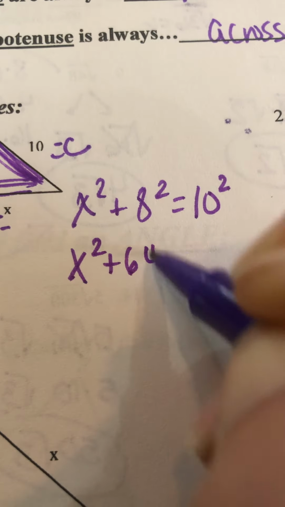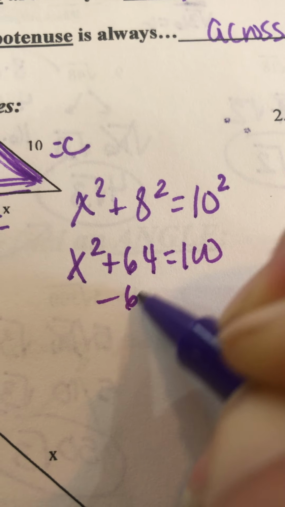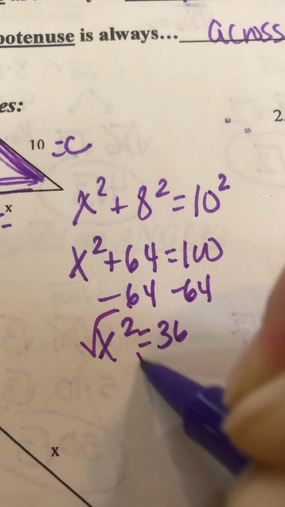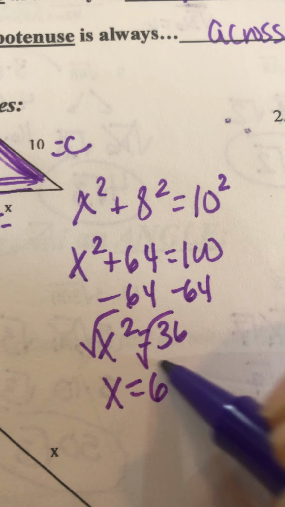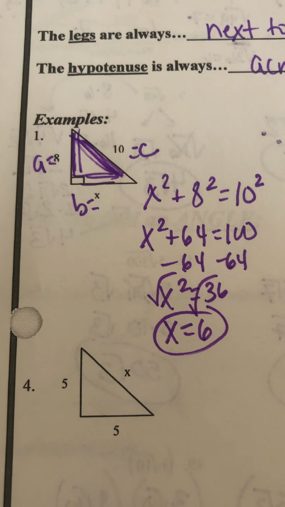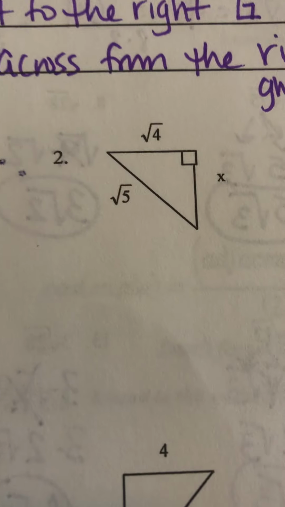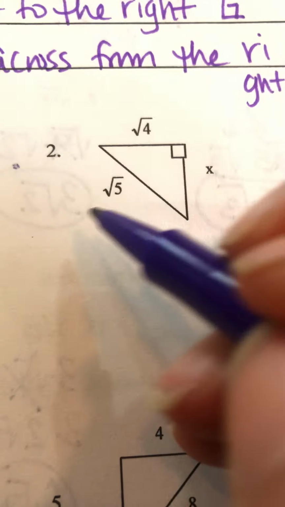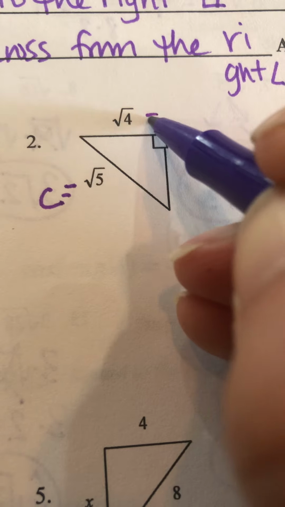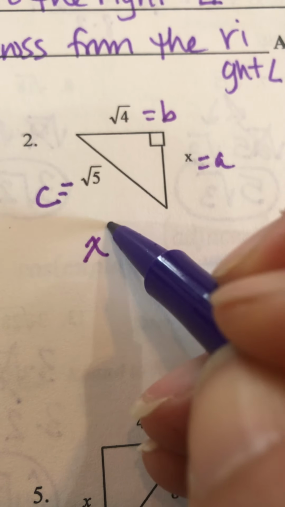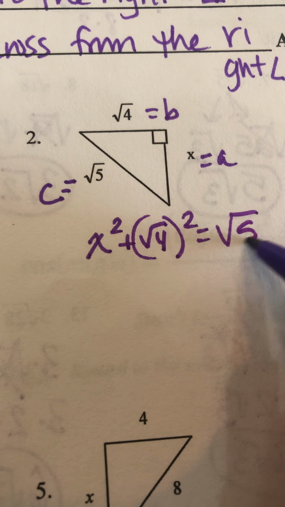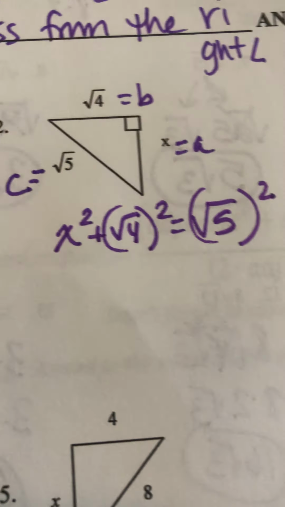And some of these will be what we call Pythagorean triples that we've done so many times that you might even remember by heart that x equals 6, or that 6, 8, 10 always works in a right triangle. But the reason we're going to be revisiting this now is we're doing some harder ones, like here with root 4 and x and root 5. And again, it doesn't matter which one you call A and which one you call B, but the C has to be root 5.